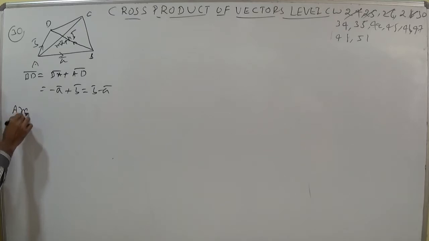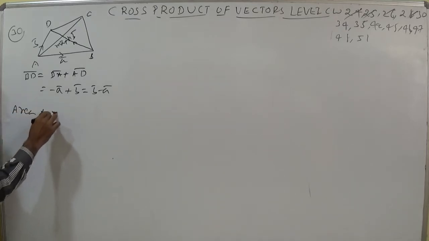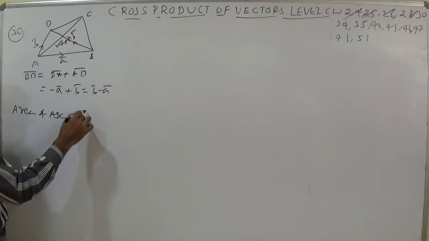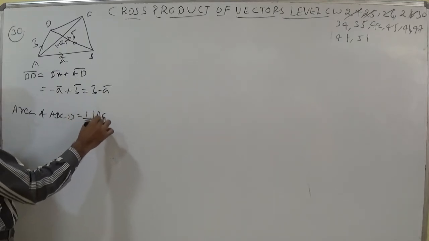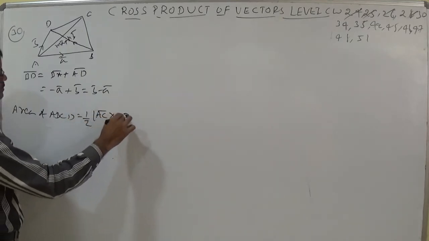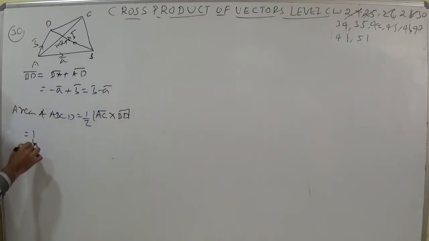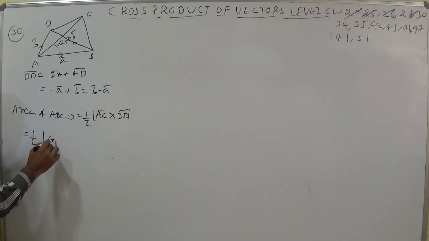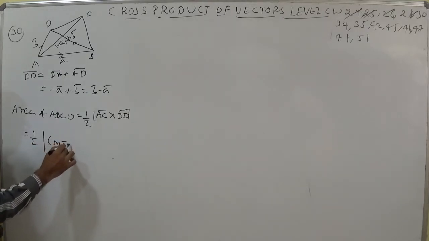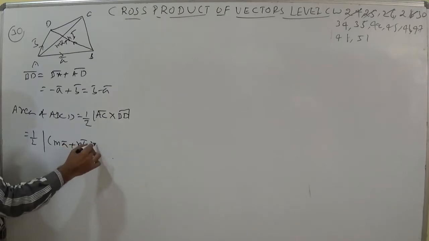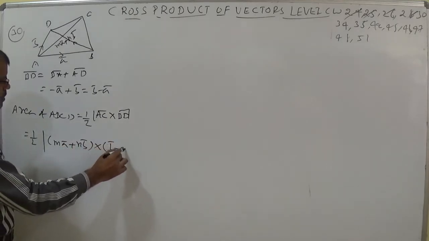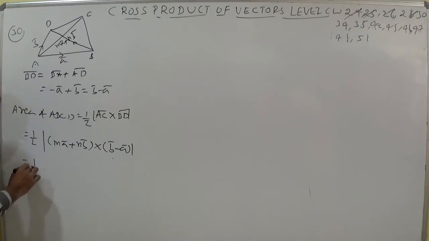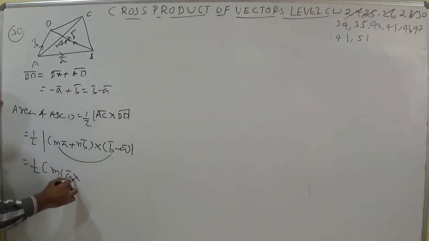Now I am writing the area. Area of quadrilateral ABCD is equal to 1 by 2 into modulus of AC cross BD. That is equal to 1 by 2 into, simply you can write, no need to calculate a determinant, AC is M A bar plus N B bar cross B bar minus A bar. That is equal to 1 by 2 into M into A cross B, multiplied with this one, M into A cross B.